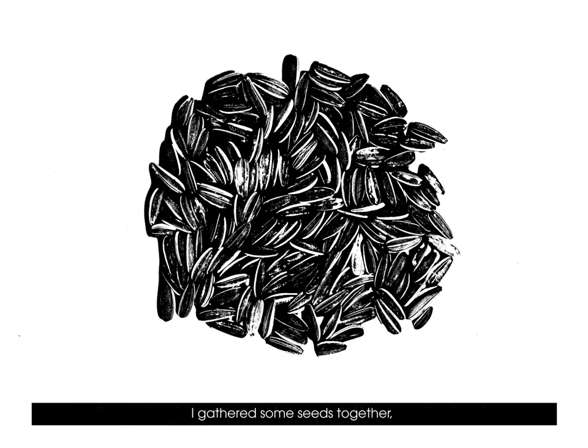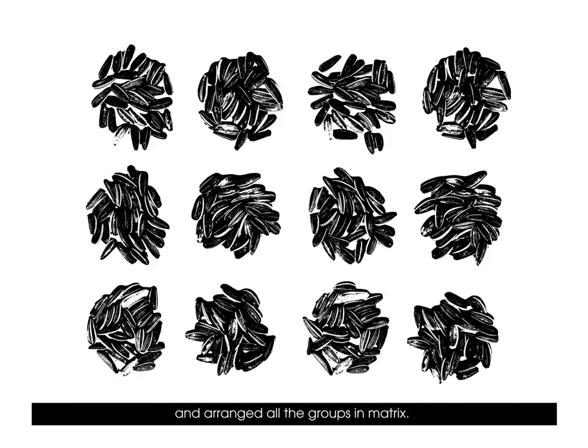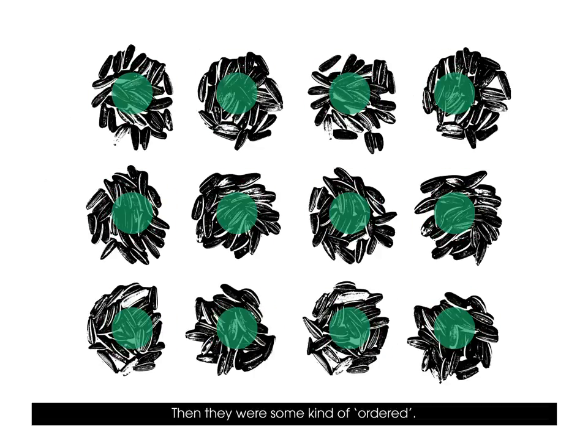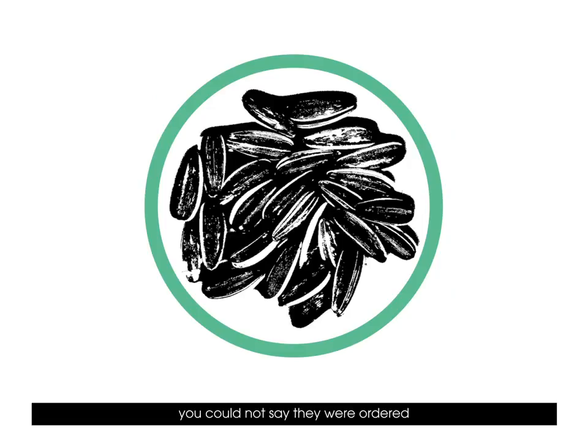I gathered some seeds together and they were still disordered because any individual's position followed no rule. To make them ordered, I counted 40 seeds as a group and arranged all the groups in a matrix. Then they were some kind of ordered. But the problem was that when you talk about only one group out of all those seeds, you could not say they were ordered, because they showed up just like the situation before.